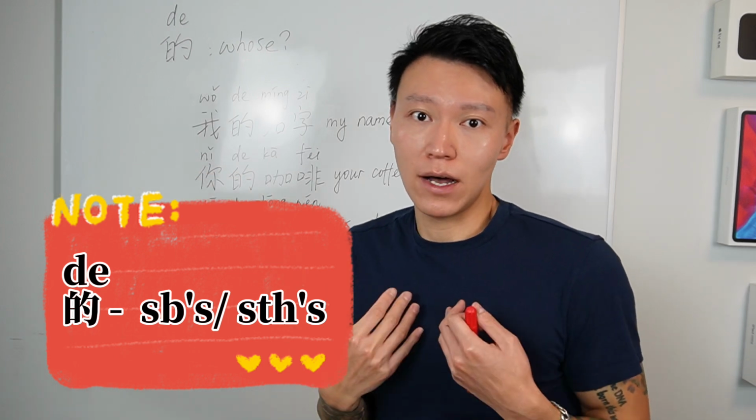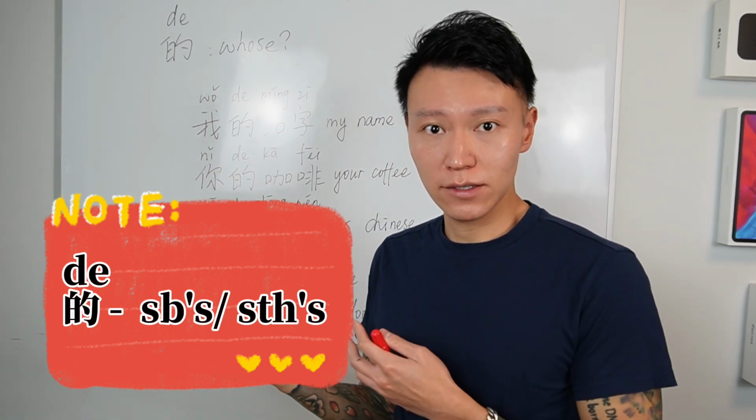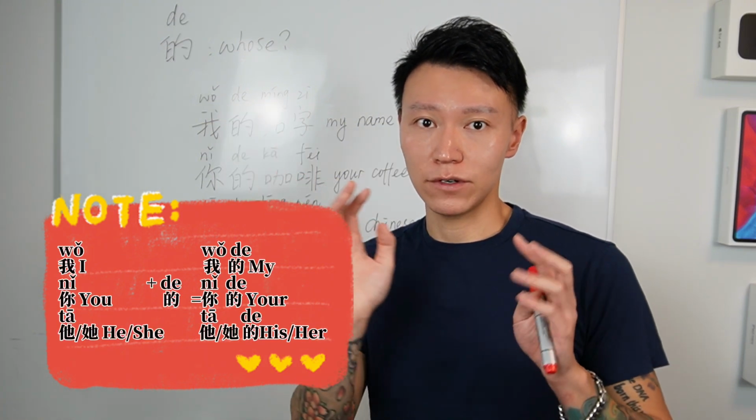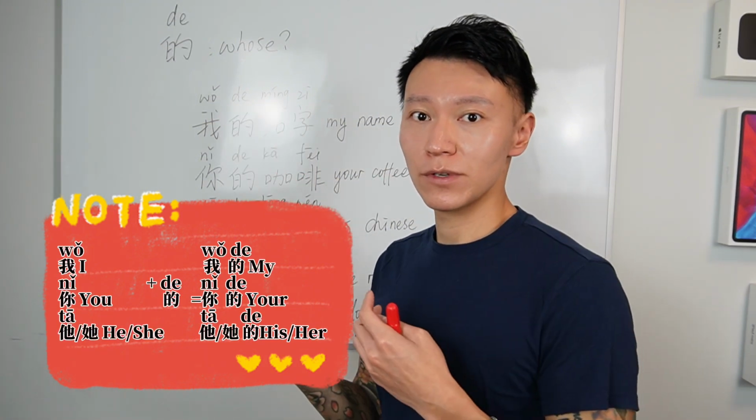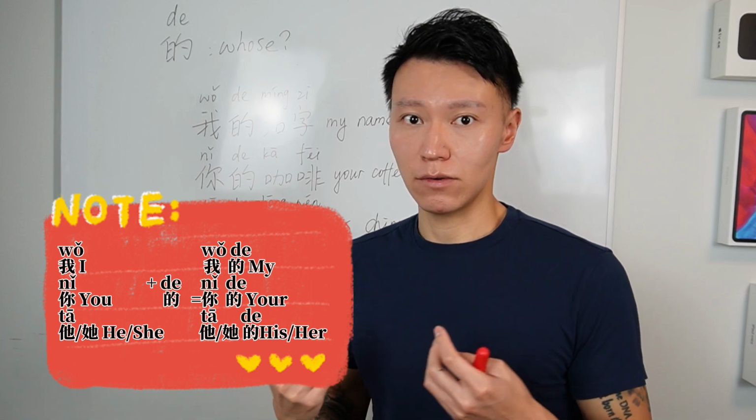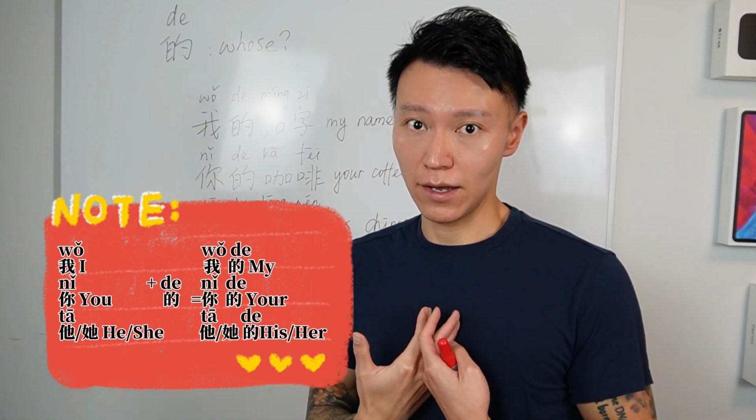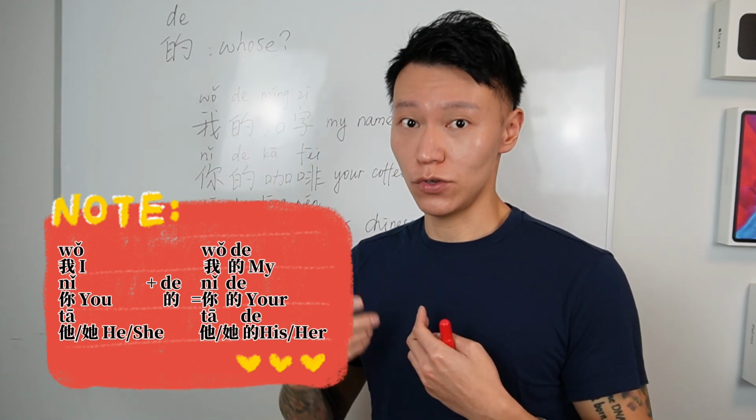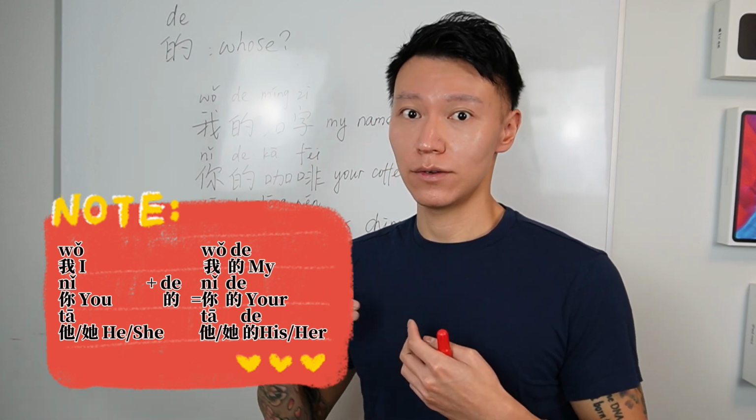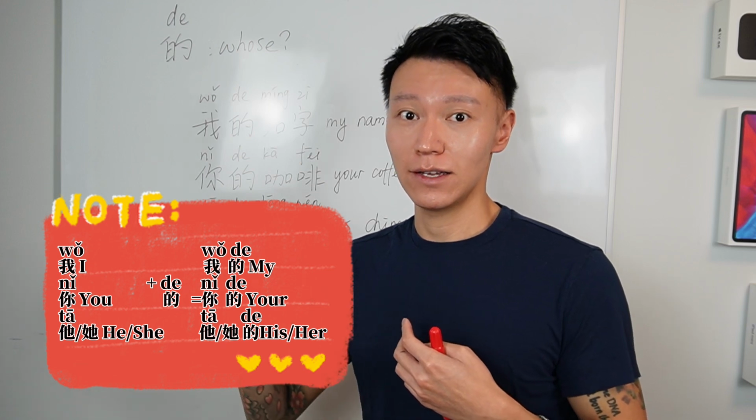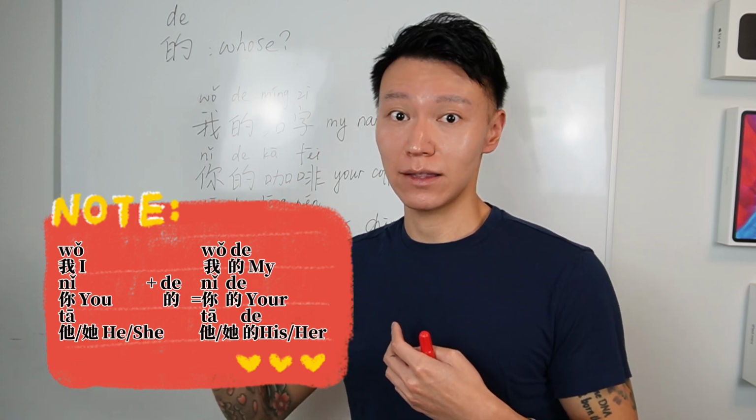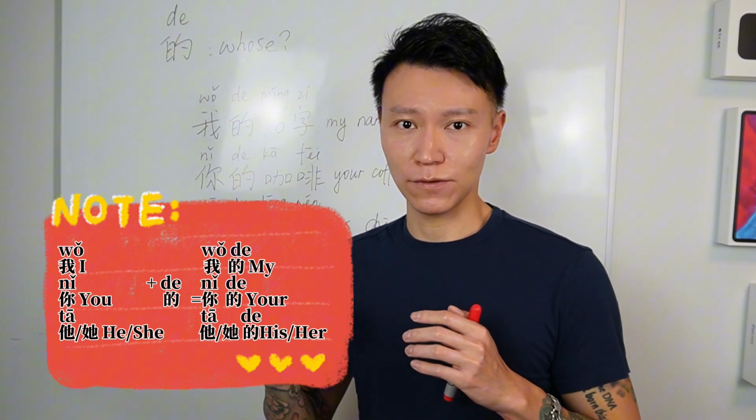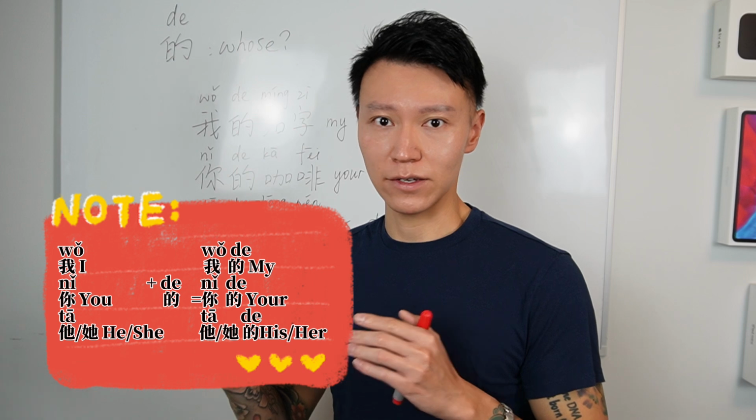For example, mine, your, his. So usually we just put this 的 after somebody to form the possessive pronoun. So for example, 我 it's I, so 我的 my, 你 you, 你的 your, 他 he or she, 他的 his or her. So you can see it's quite simple to form this possessive pronoun in Chinese.